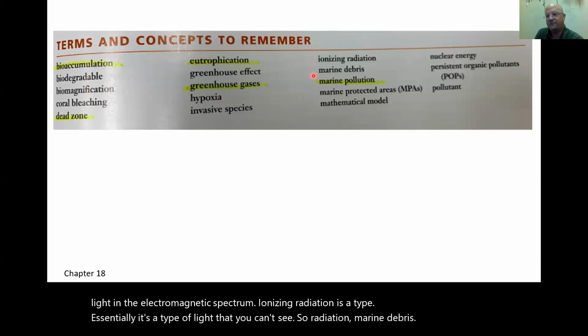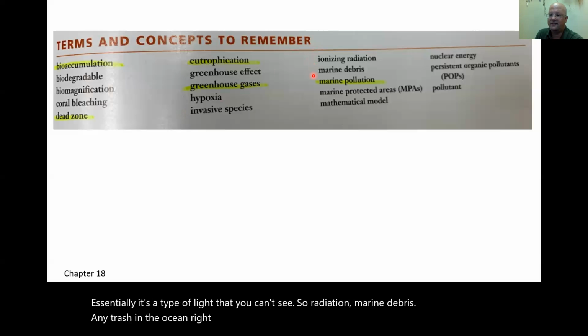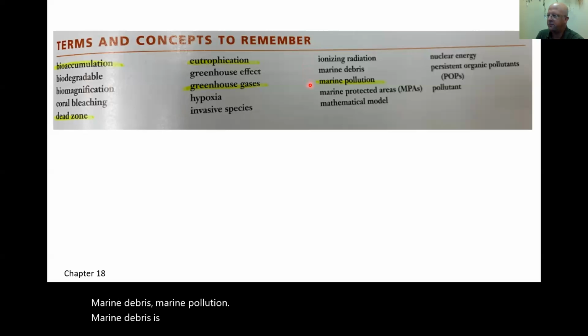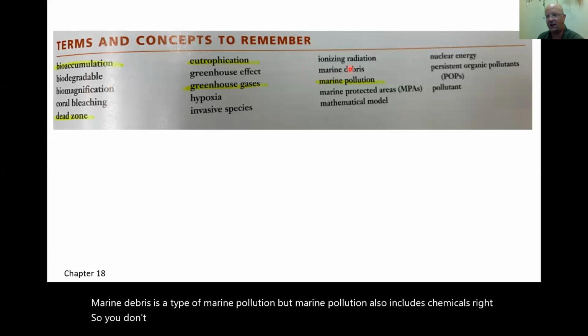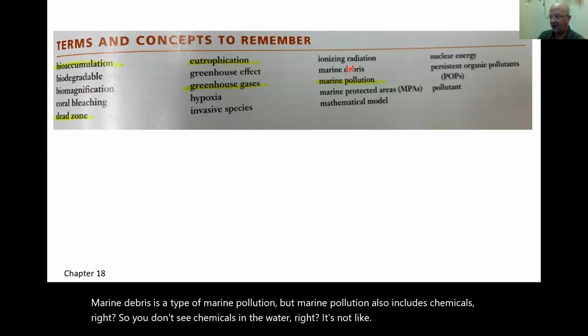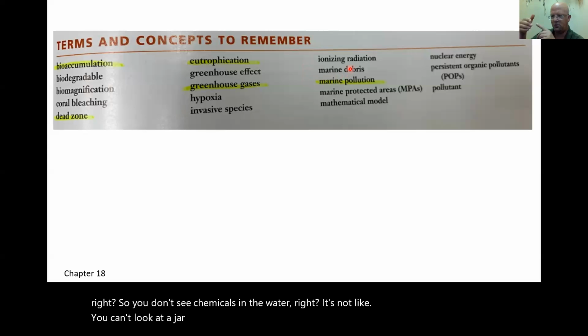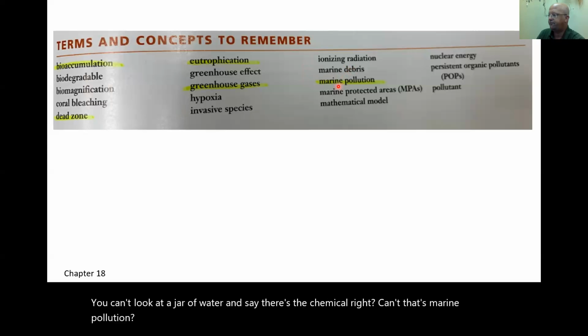Marine debris. Any trash in the ocean, right? So nets, plastic bottles, whatever. Marine pollution. Marine debris is a type of marine pollution, but marine pollution also includes chemicals, right? So you don't see chemicals in the water, right? It's not like you can look at a jar of water and say, oh, there's the chemical, right? You can't. Marine pollution includes chemicals.